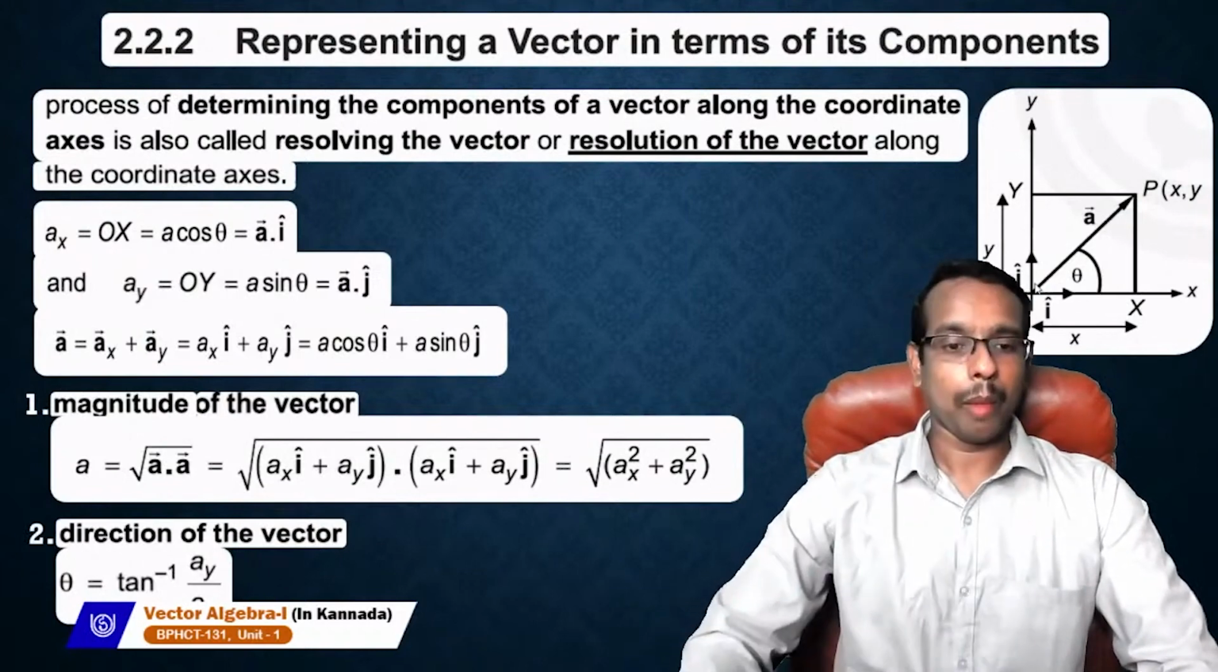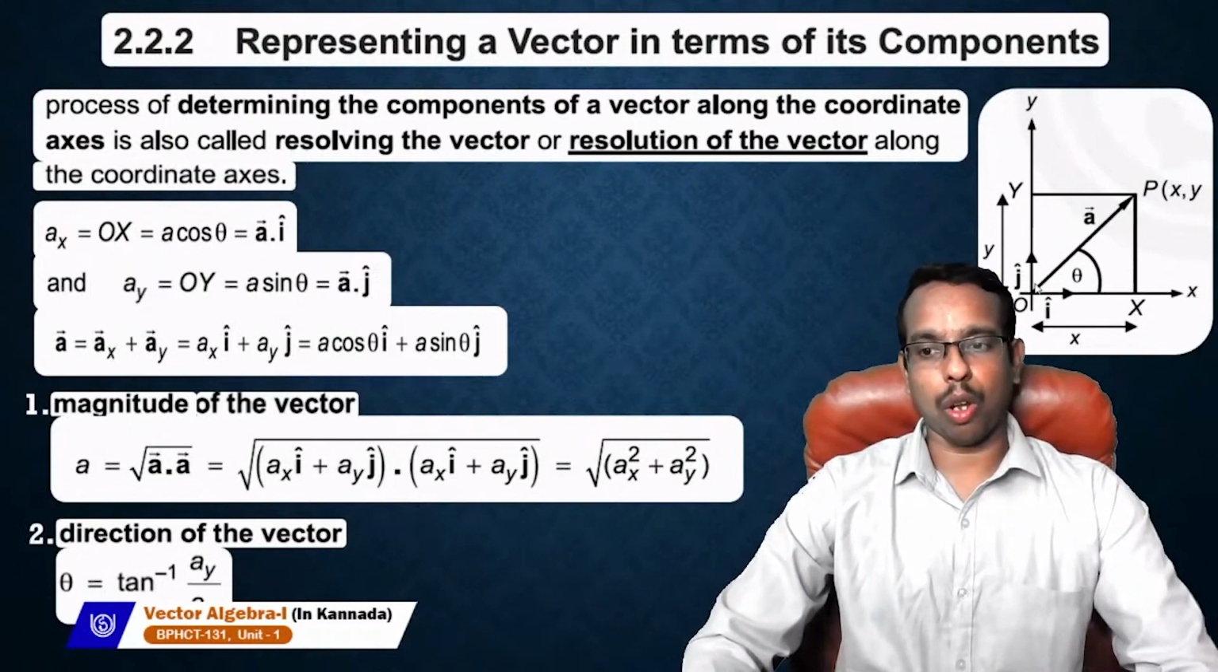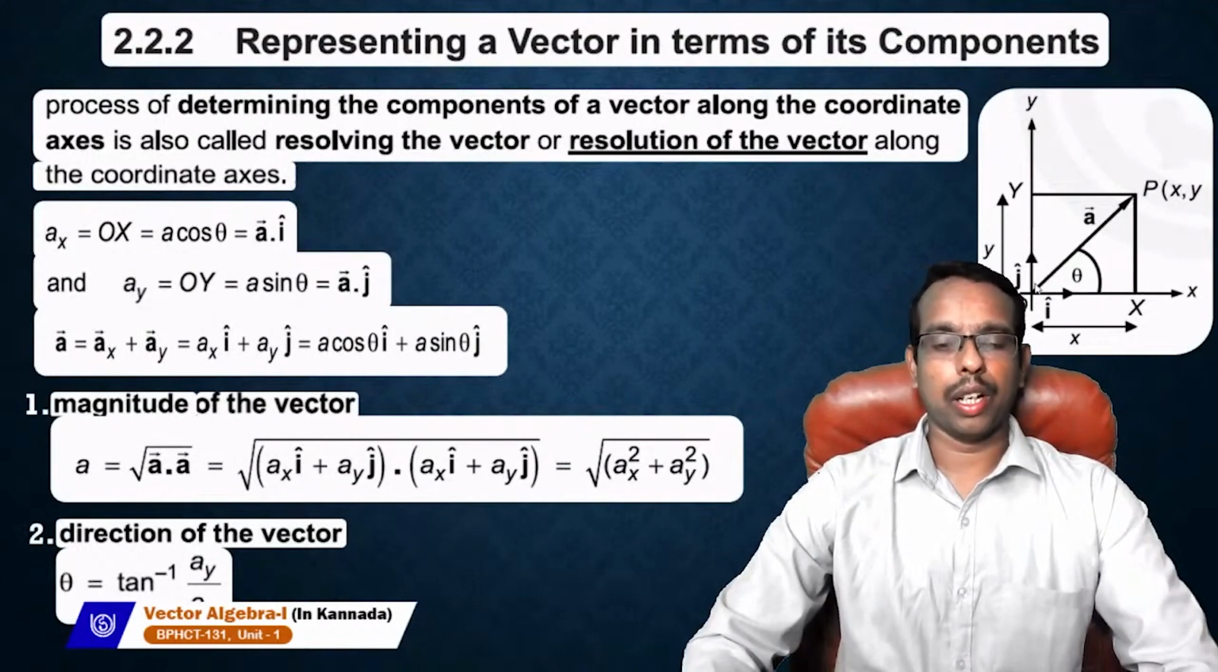Once again, I'm repeating: a cos theta is one of the components of vector a, which is along the x-axis, and a sin theta is the second component along the y-axis, and j represents the unit vector along the y-axis.